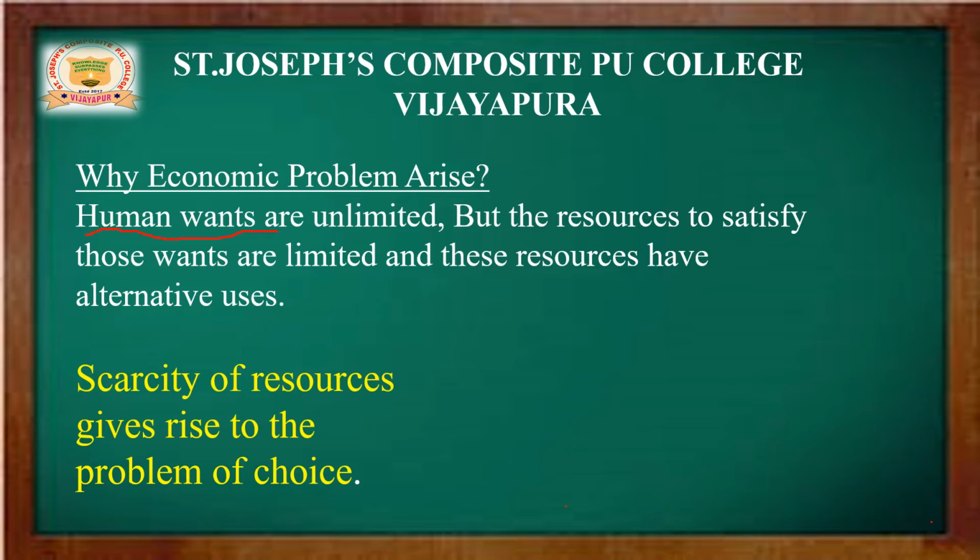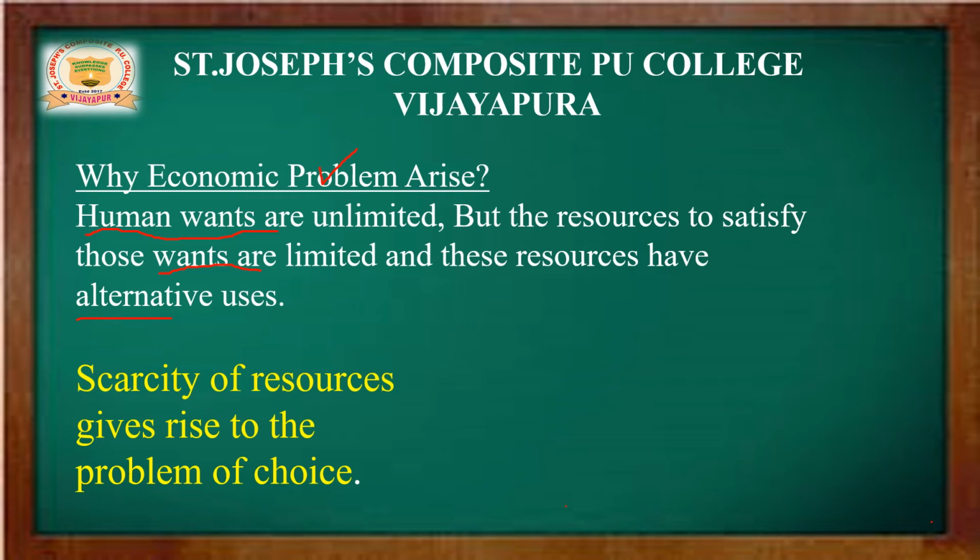If you have sufficient food, you still want more. That means human wants are unlimited, but the resources to satisfy those wants are very limited. That means the availability of resources in the society is very few, very limited. And also these resources have alternative uses. So this is the reason why the economic problem arises.